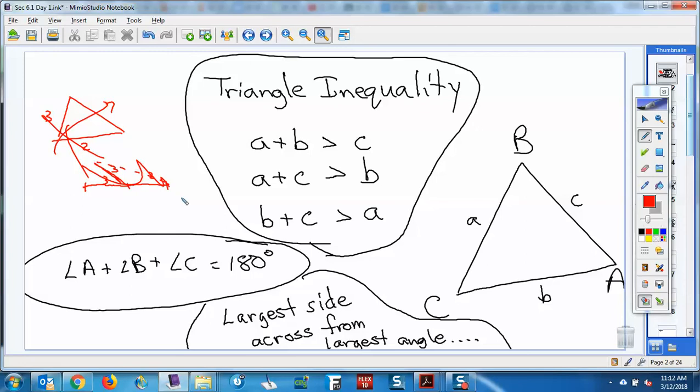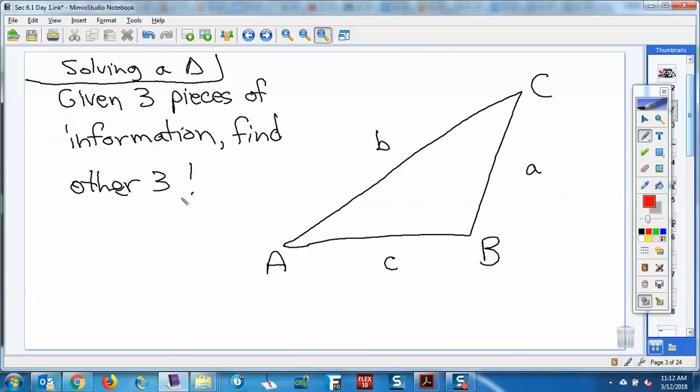Okay, we've done the right triangle trig, the SOHCAHTOA stuff, right? Hypotenuse and all that stuff with the quadrants. So this is going to be solving oblique triangles. Okay, so when I say we're going to be solving a triangle, what does that mean? That means we're given 3 pieces of information. We have to find the other 3. Okay, now what are all the possibilities?